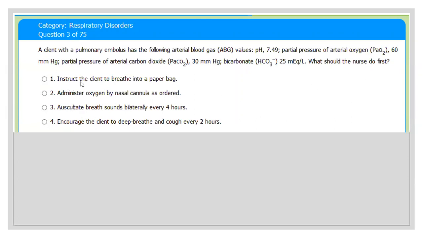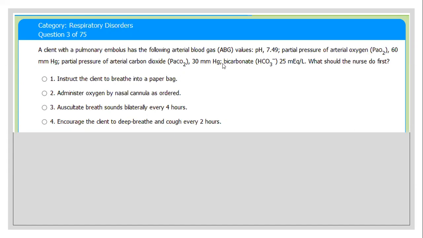Number one, instruct the client to breathe into a paper bag. Number two, administer oxygen by nasal cannula as ordered. Number three, auscultate the breath sounds bilaterally every 4 hours. Number four, encourage the client to deep breathe and cough every 2 hours. So, students can answer this type of question.